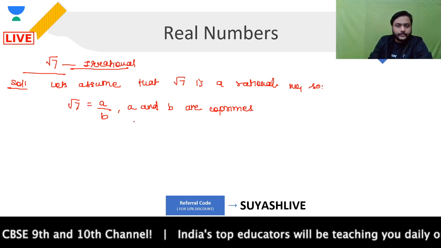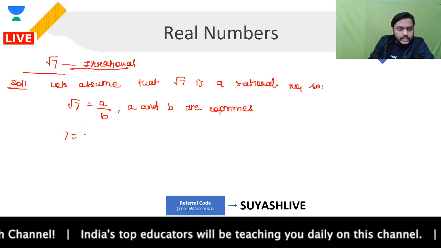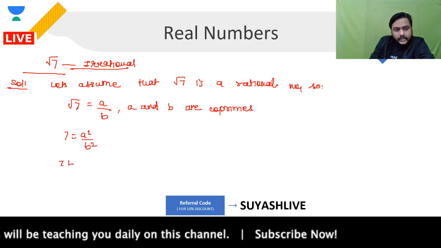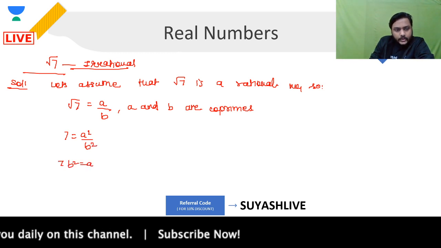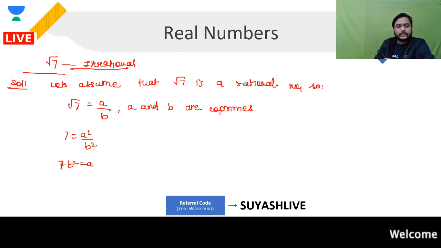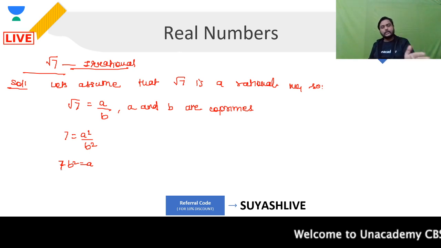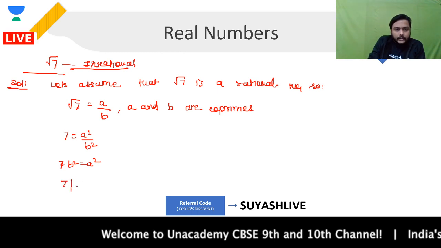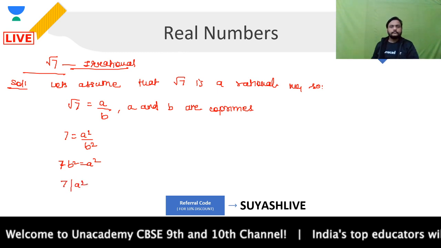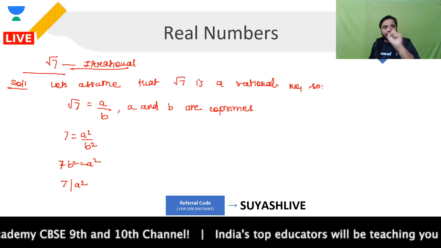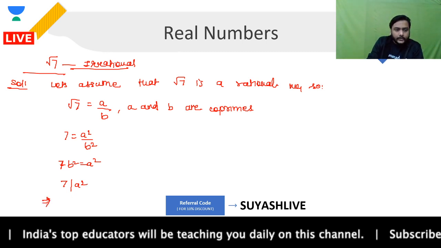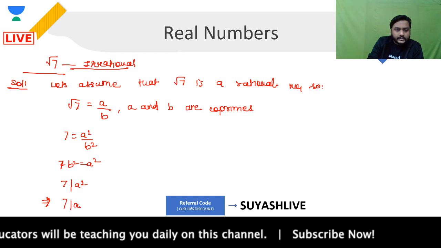Now let's move forward. Squaring both the sides will give you 7 is equal to a square upon b square. This gives you 7b square is equal to a square. Because 7b square is equal to a square, इसका मतलब क्या है? क्योंकि 7 और b square का मल्टीप्लाई a square के इक्वल है, यानी कि 7 divides a square. And because 7 divides a square, so 7 divides a as well.